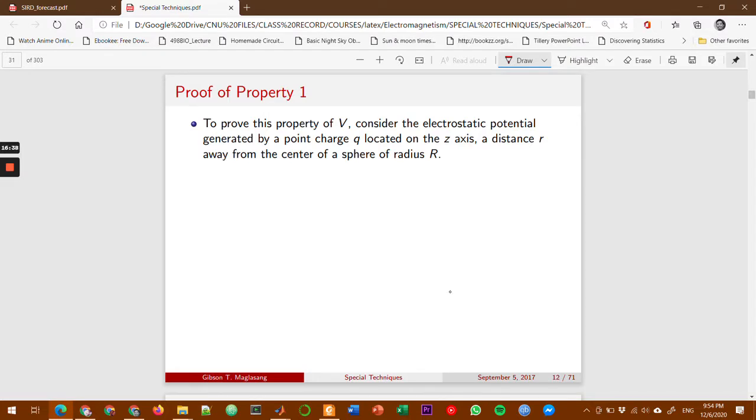Consider the electrostatic potential generated by a point charge Q located on the z-axis, a distance r away from the center of a sphere of radius r. So let's take a look at this equation. Here is charge Q. And then I want to find the potential at this point P. So now I have distance D and radius r, and it has an angle of theta between this line and the z-axis.